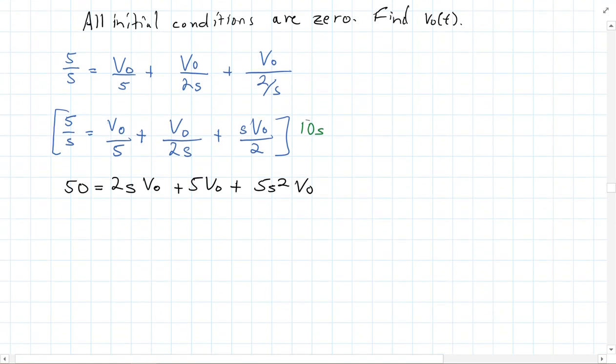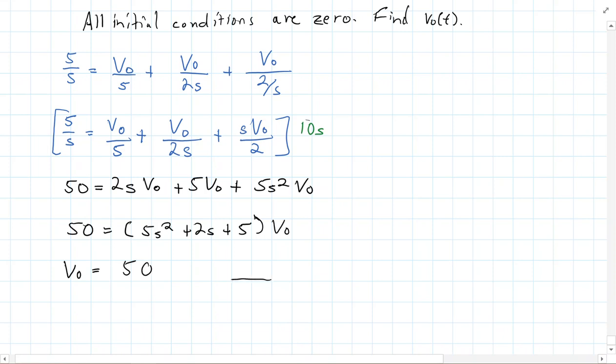And of course that gets me here: 50 is equal to 5s squared plus 2s plus 5 times V out. And so we get V out is equal to 50 divided by 5s squared plus 2s plus 5.